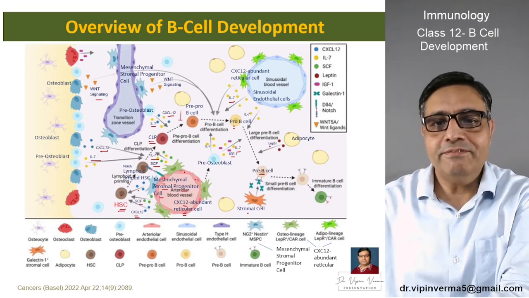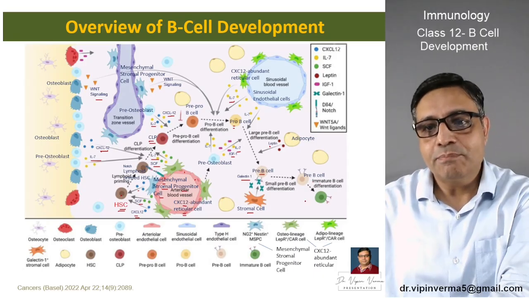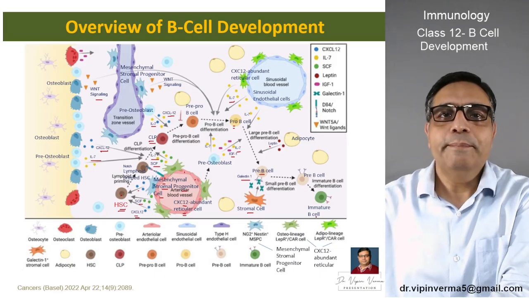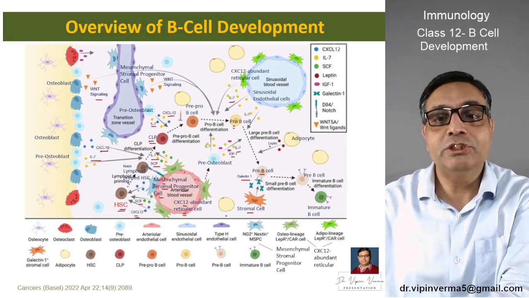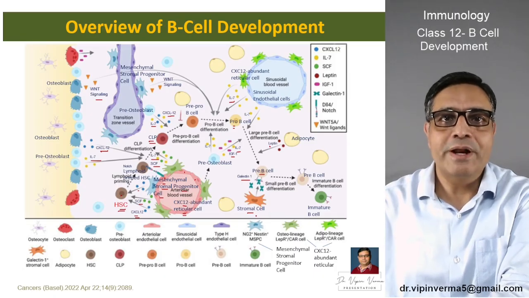Okay, then we have the stromal cells, and through galectin 1 binding they differentiate the pre-B cell into the large pre-B cell, which is slightly more advanced towards the differentiation pathway, and then they form the immature B cell. And that's how the complete development from the hematopoietic stem cell to immature B cell takes place inside the bone marrow.